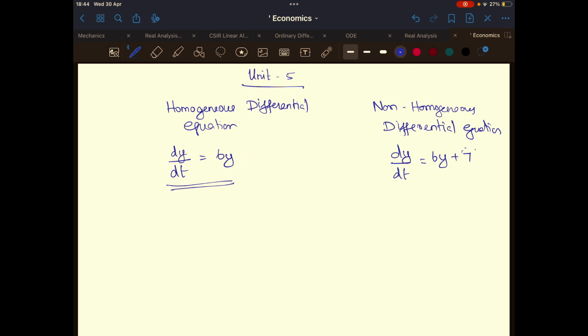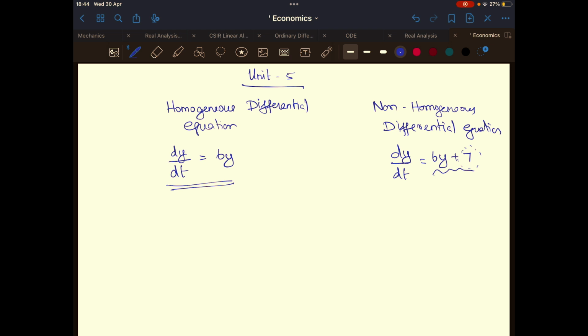If we encounter a constant along with this, dy by dt equal to 6y plus 7, then it is called a non-homogeneous differential equation. The right side is 6y plus 7, a constant, so non-homogeneous. Only if it is 6y, then it is a homogeneous differential equation.